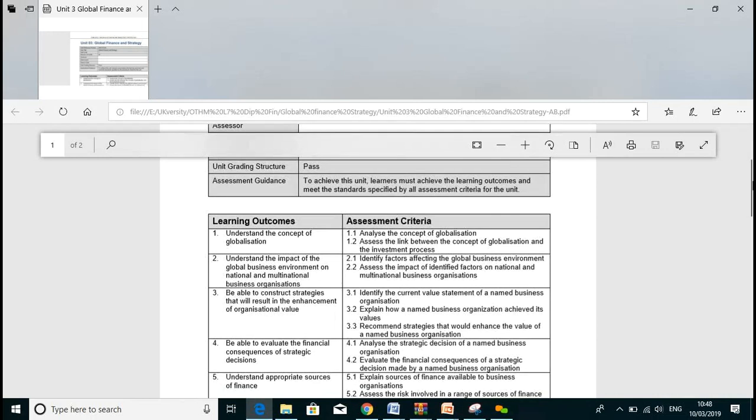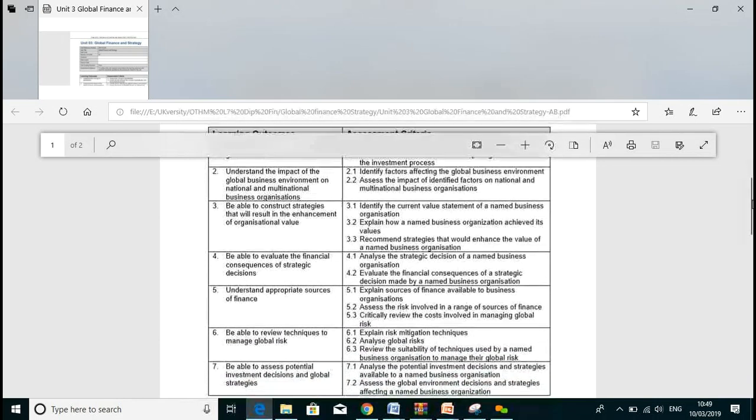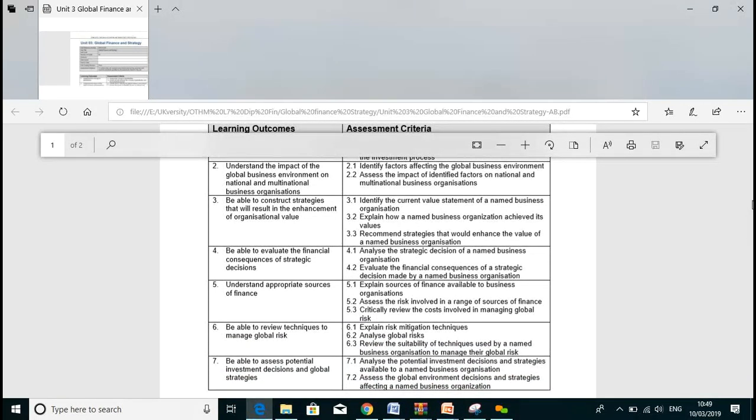In the first lesson we discussed understanding the concept of globalization. I discussed with you what is meant by globalization, and different strategies we can make for global business. We discussed ethnocentric, polycentric and geocentric strategies, and the investment process in a global business. Then we discussed the impact of the global environment on global business. We discussed national and multinational businesses, and I mentioned the micro and macro environment as well.